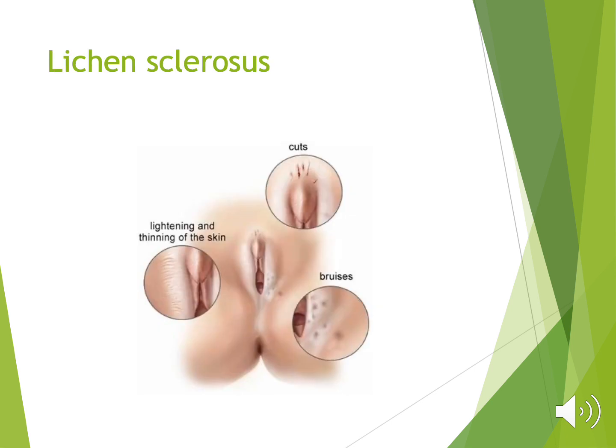We will discuss two of these non-neoplastic lesions, lichen sclerosus and lichen simplex chronicus. Lichen sclerosus occurs when there is atrophy of the skin. It becomes thin and light in color, and since it is thin, it cannot protect the underlying blood vessels, which results in small bleeds causing bruises and cuts.